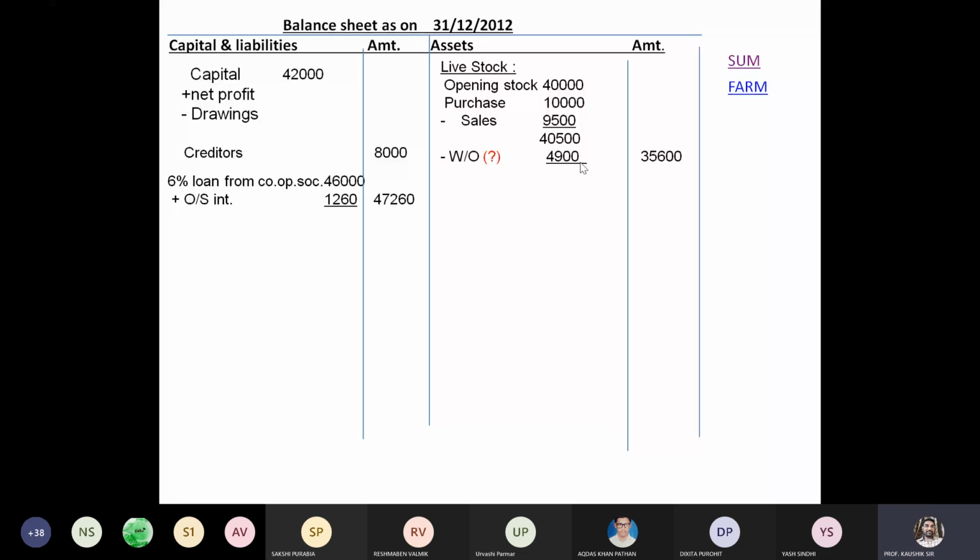Difference between 40,500 and the closing balance we have been given, 35,600, means difference 4,900. It is the written off amount of livestock during the year. The second effect will be given to the debit side of the farm account. We will consider later, but remember. Go to the sum.